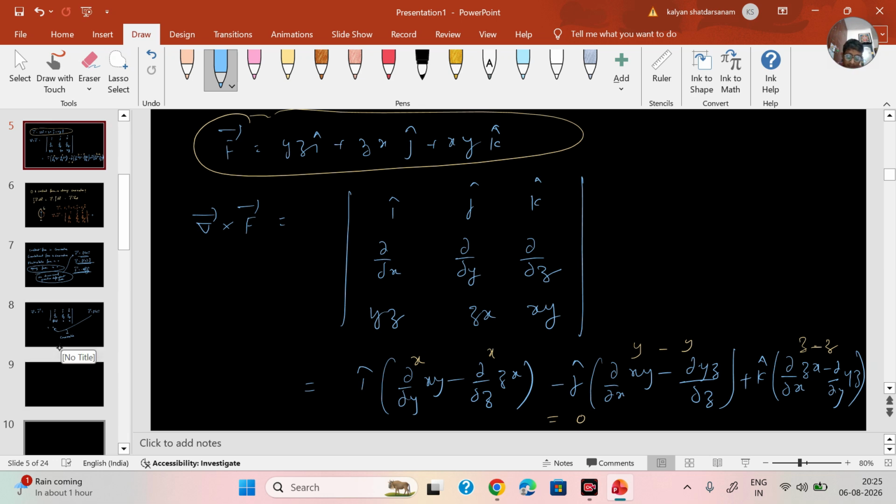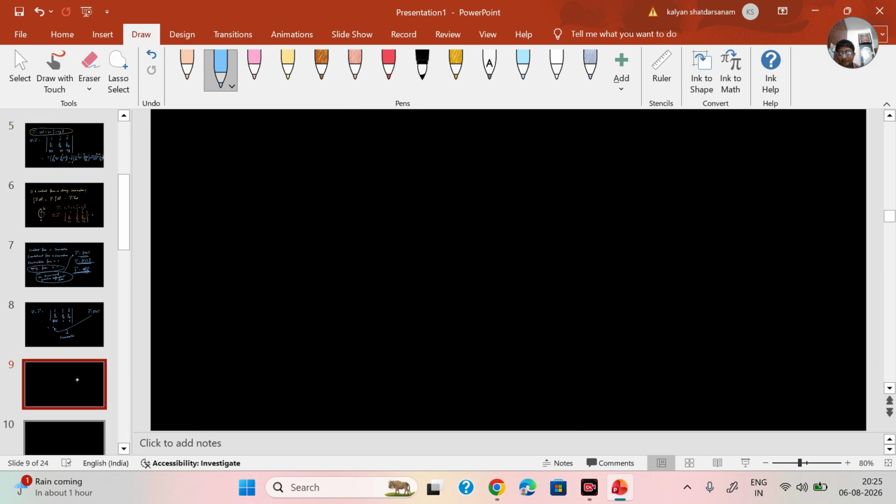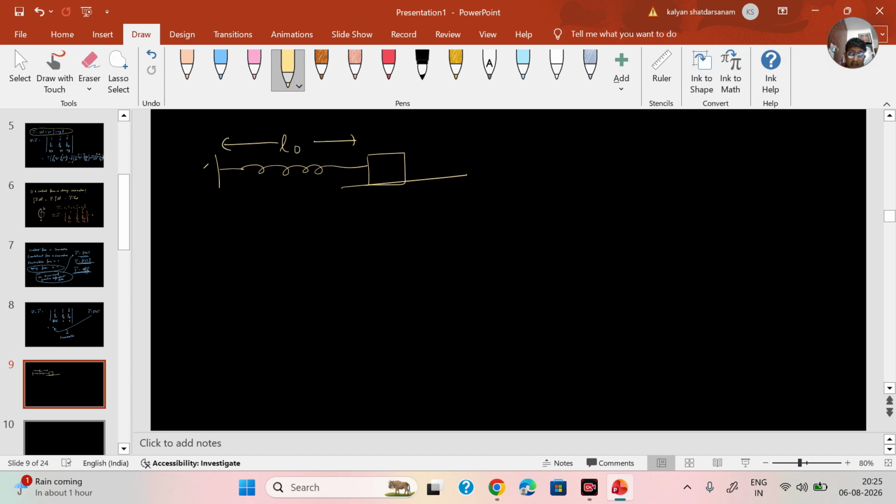Now, let us come to work done by spring force. Let us see this for a minute before I take up work energy theorem. Suppose I have a spring. It is connected to a block. Spring, if it is in natural length, it will not exert any force. If it is in natural length, it doesn't exert force on the object connected to it, or even on the wall.